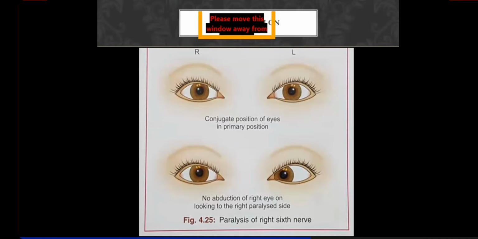So उससे क्या कराएंगे हम, I mean, this is actually not testing, rather this is a presenting complaint, right? Testing a muscle is a different thing and presenting complaint is a different thing. Presenting complaint या sign, or rather when a subject will sit in front of you, focusing you and talking towards you, you will find that his affected eye will be looking medially. Okay, so no abduction of the right eye on looking to the side, paralyzed side.